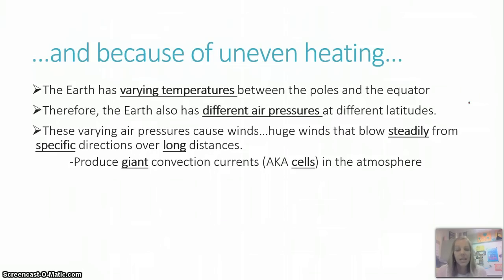So this is the main difference between a global wind and a local wind. Local winds, small area, sometimes you feel them, sometimes you don't. If you don't, it's usually because the global winds are stronger. But these global winds are huge, strong winds that can blow steadily in specific directions over long distances. And because of that, we don't only have those little convection currents just over a small area of land, we have huge convection currents. And just so you know, convection currents can also be called cells.